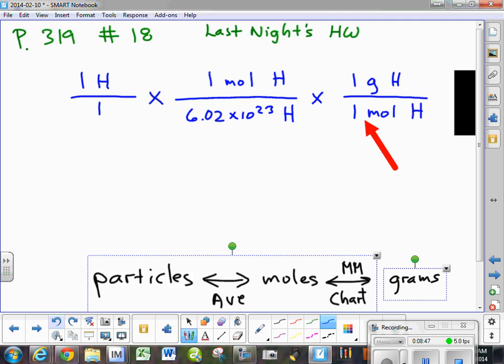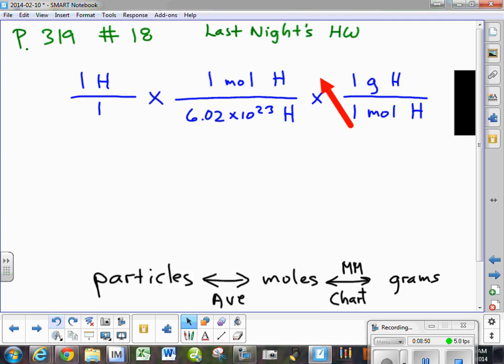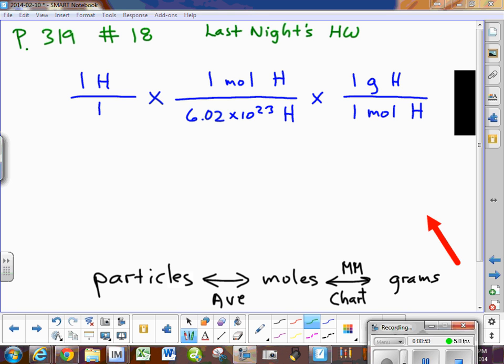Because all the coefficients up here are 1, this whole row here is 1, and so here's my calculation. Across the top I have 1, and look what's crossing out: the hydrogen, and that takes care of hydrogen particles. Here's hydrogen moles, and the moles will cancel, and this hydrogen will cancel, of course, and then all that we are left with is grams of hydrogen on the top. So we have 1 gram of hydrogen. All right, that's the top part.